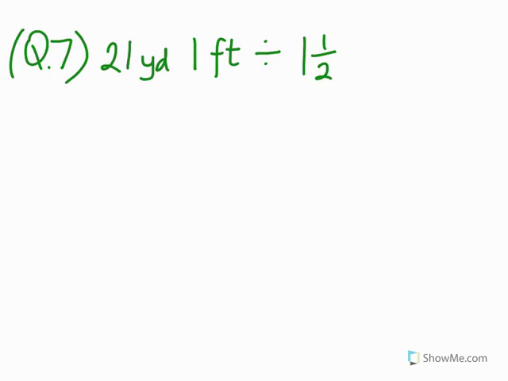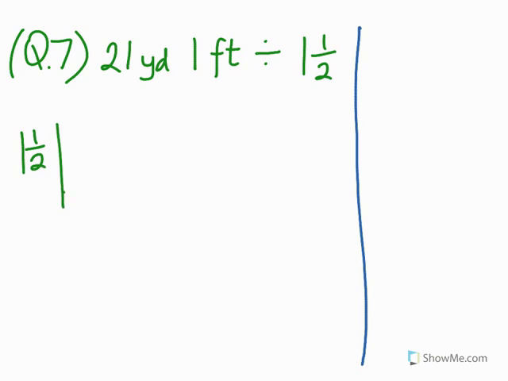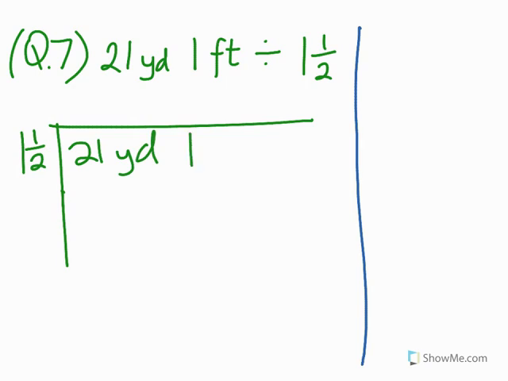Question 7. 21 yards, 1 foot, divided by 1.5. Okay, I will have to do some rough work, so I bring out my space. Now I'll go ahead and set this up. 1.5 divide 21 yards, 1 foot. So 21 divided by 1.5, right? Remember, 21 yards, 1 foot is the dividend. 1.5 is the divisor.